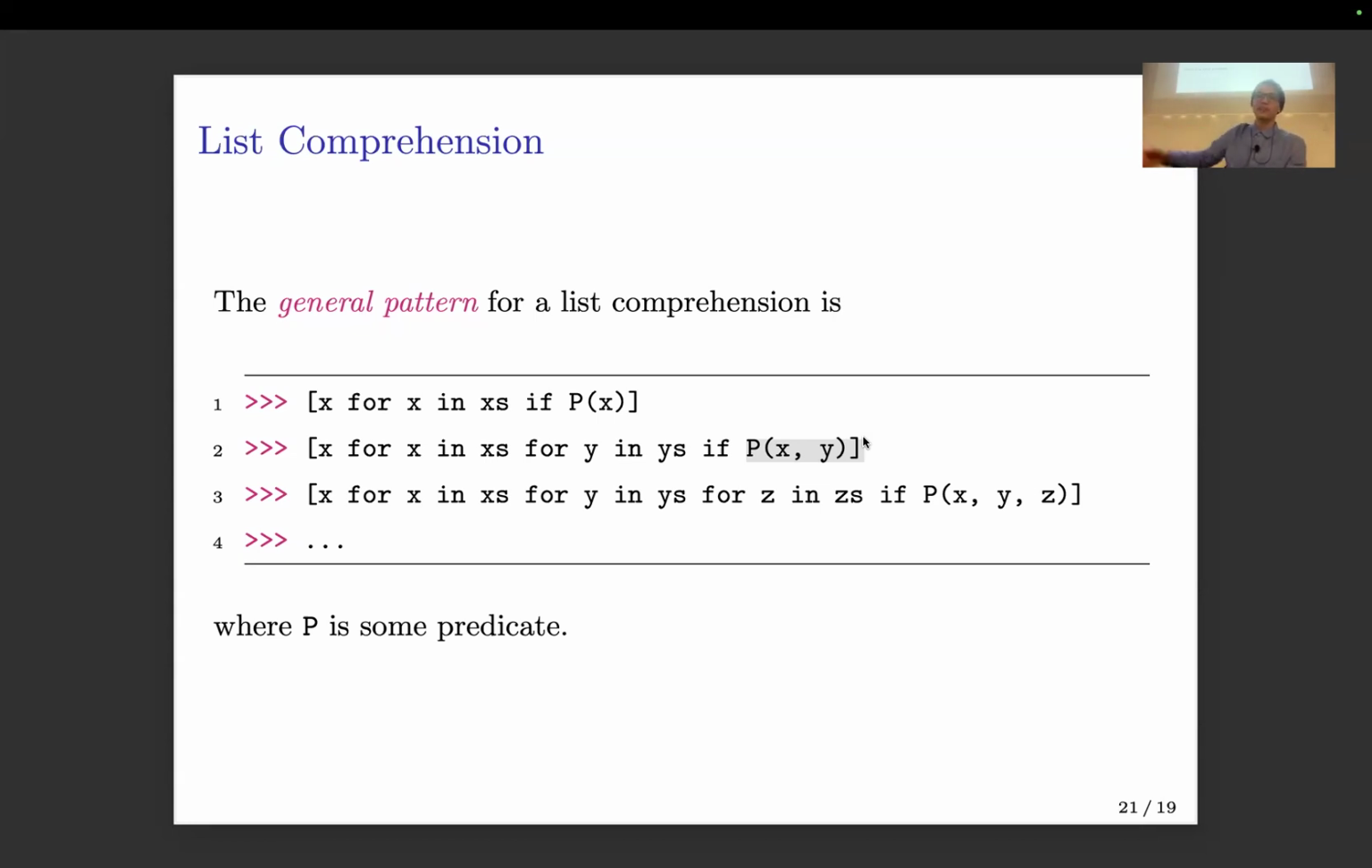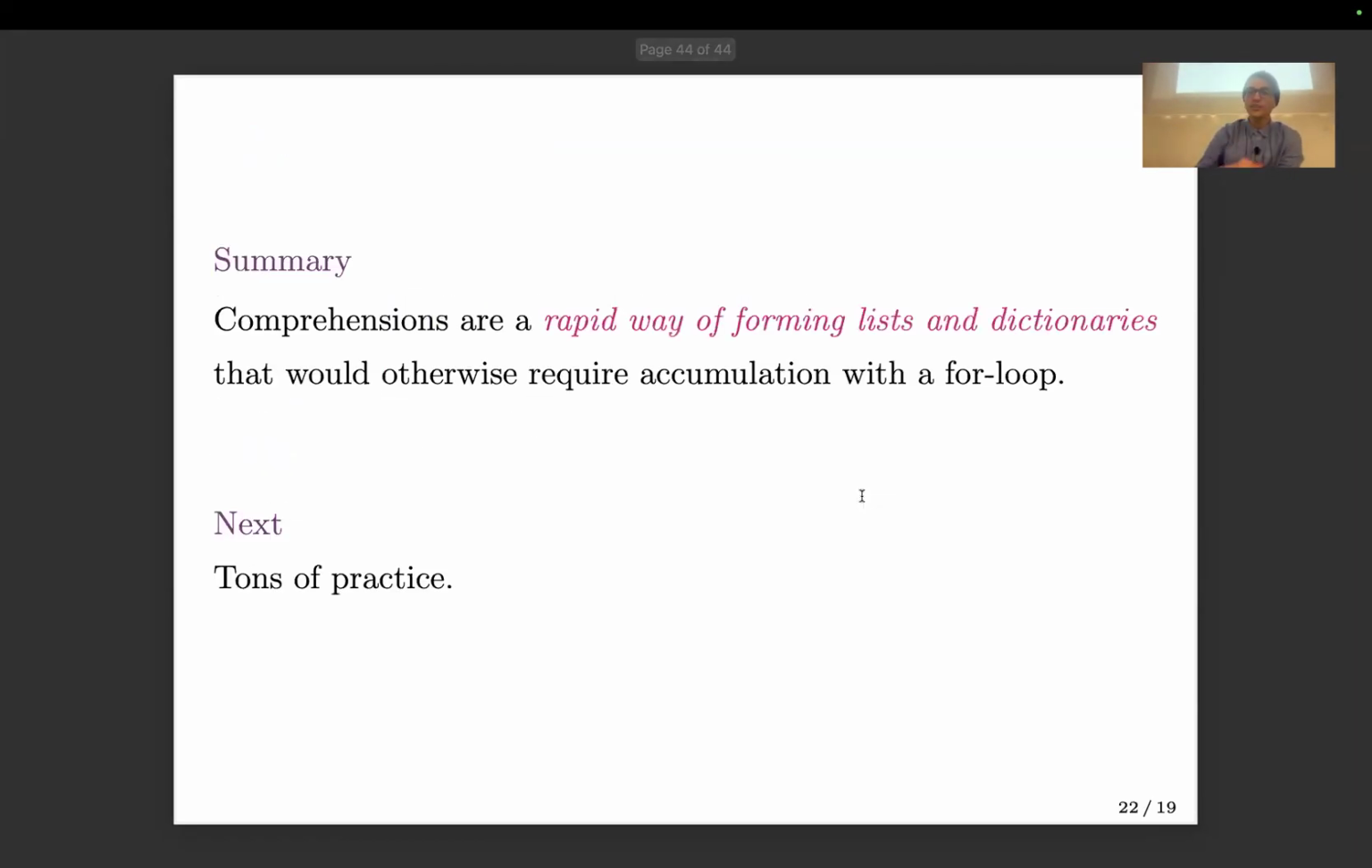So the general pattern is here. You could say x for x in xs if p(x), or x for x in xs for y in ys if p(x, y), x for x in xs for y in ys for z in zs, and you can do as many of them as you want. The only relevant thing that you need to remember is that the for loops are written in the same way that you would encounter them if you were writing them as embedded, right? The top down. Okay, so comprehensions are a rapid way of forming lists and dictionaries that would otherwise require accumulation with a for loop.